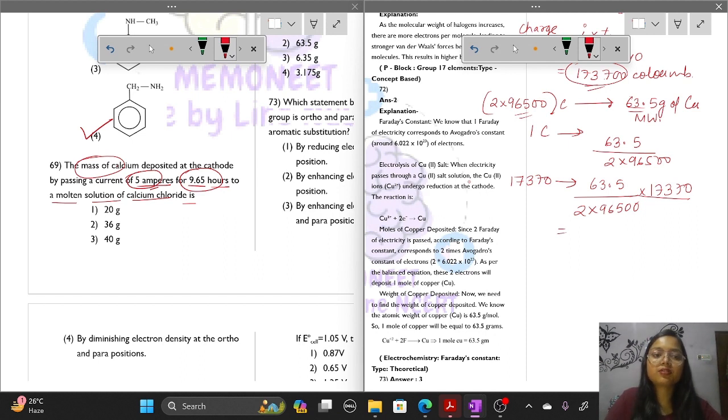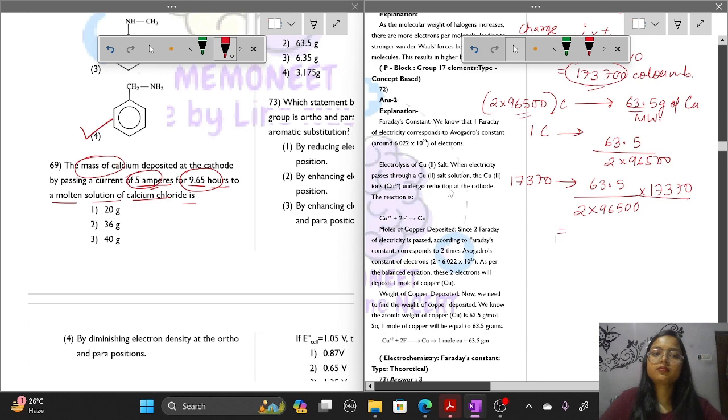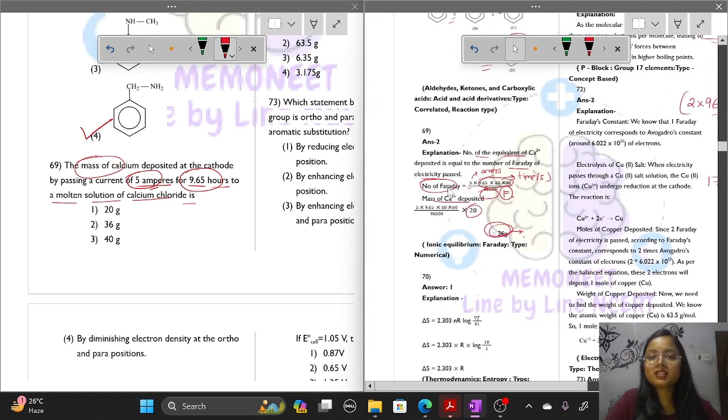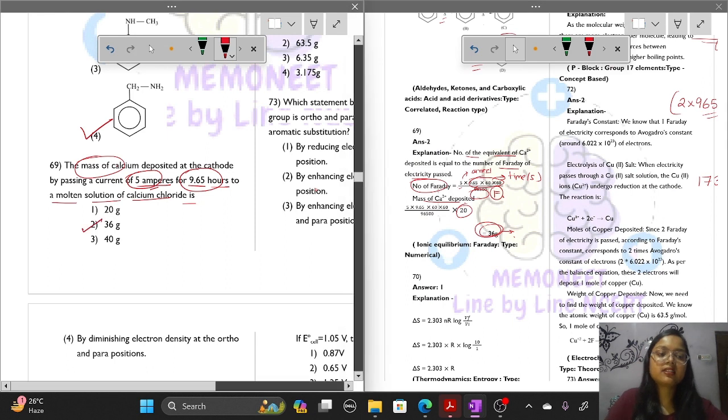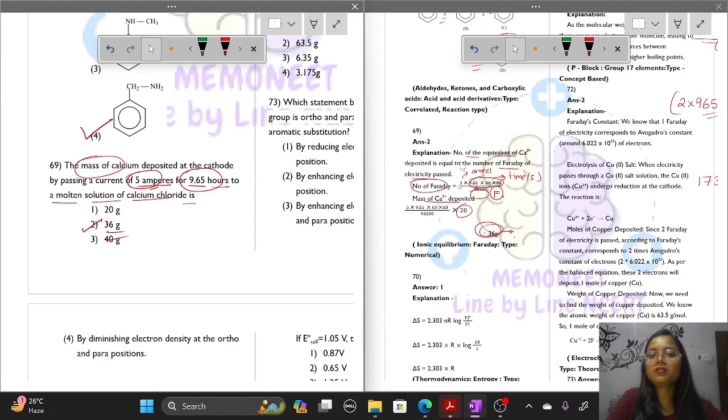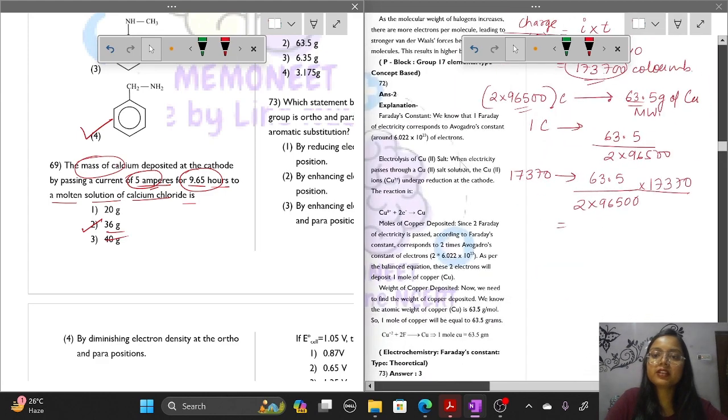The answer comes out to be 36 gram. Answer comes out to be 36 gram. So you can solve further, the value you can calculate.